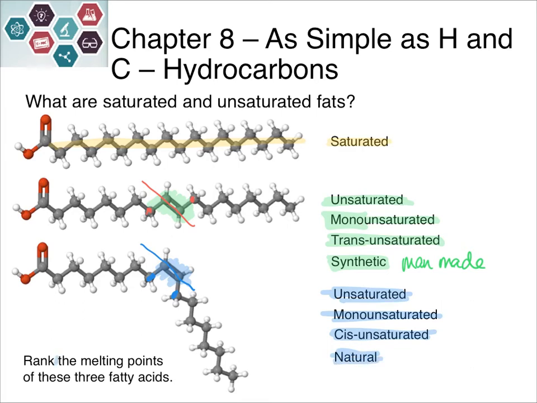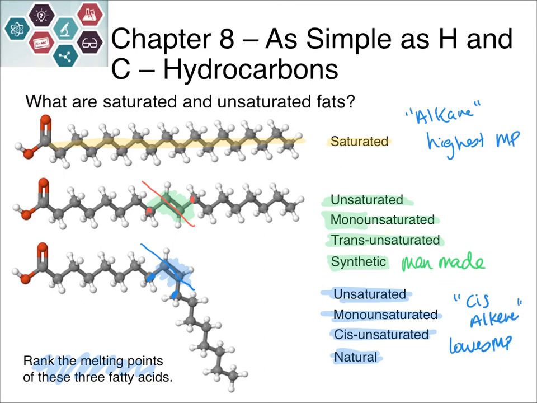So down here it is asking us to rank the melting points. So saturated is going to have the highest melting point because it's the alkane. The cis is going to be the lowest. And the trans will be in the middle. So same type of ranking as we did with alkenes and alkanes in the previous video.